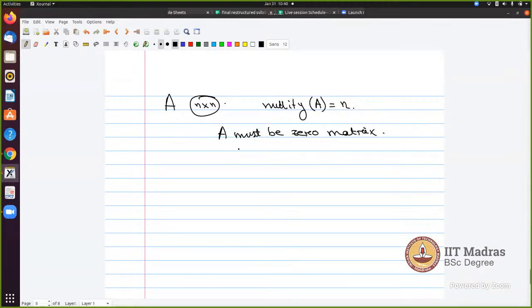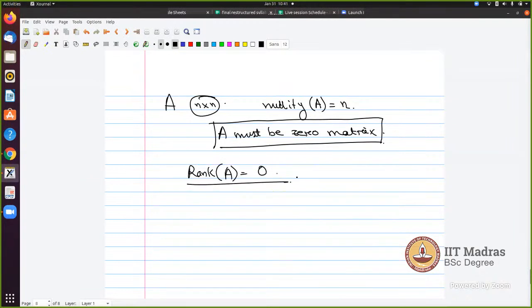Yes, sir. Why? You just showed it in the previous one. No, I showed the opposite of that. I showed that if it is a zero matrix, then the nullity is n. But now I am telling you the converse is also true. If the rank of the matrix is 0, then rank plus nullity equals the number of columns. That is n. Okay.